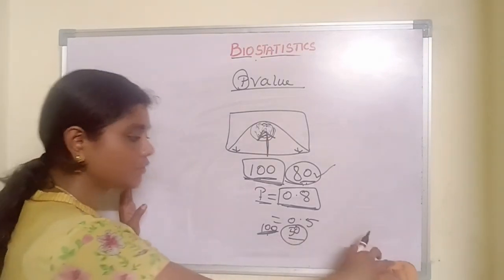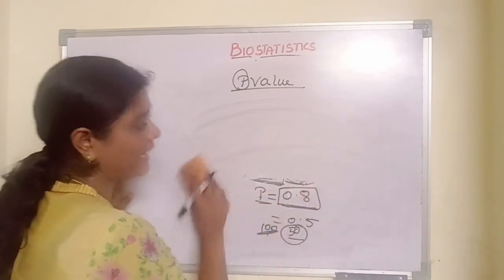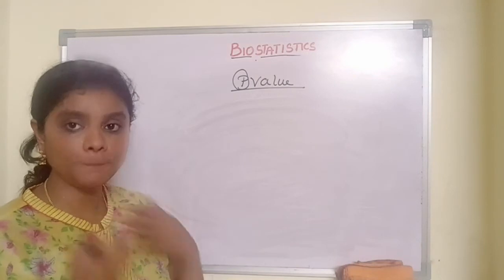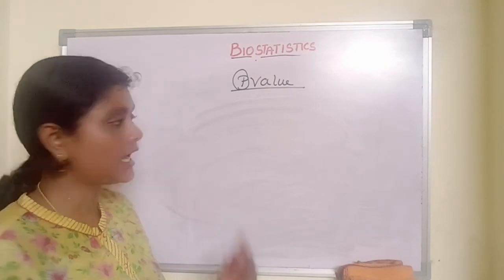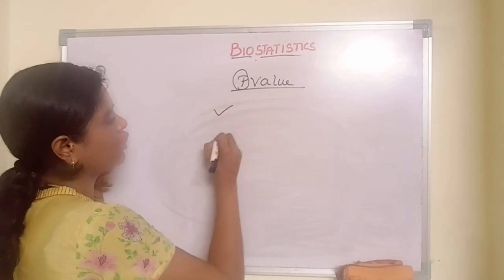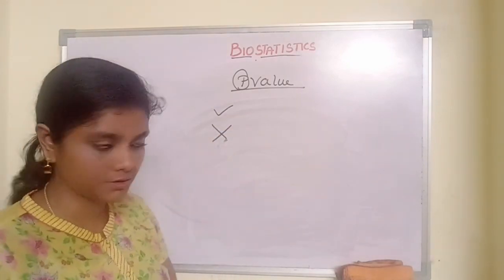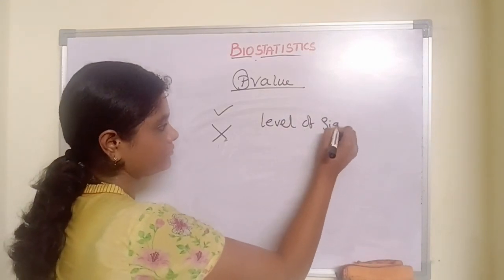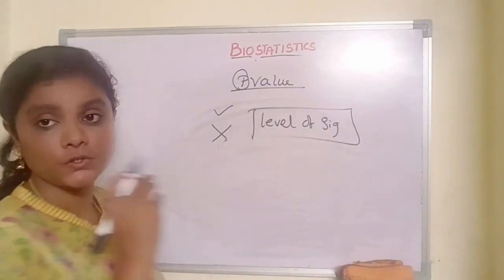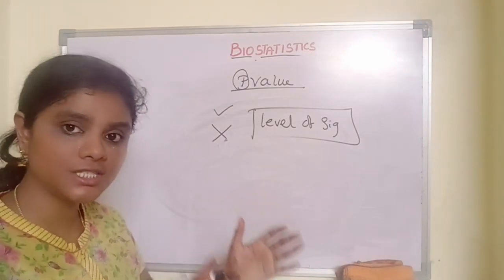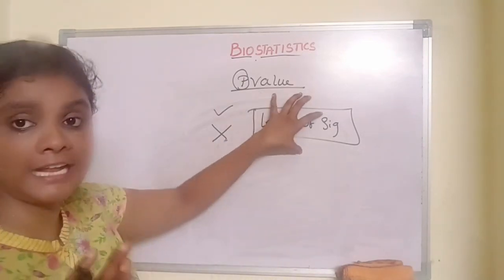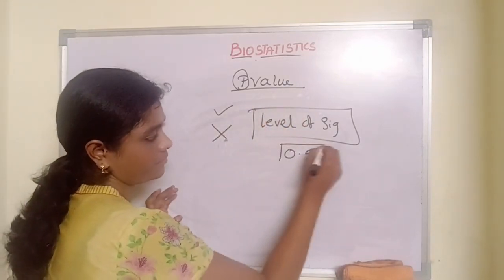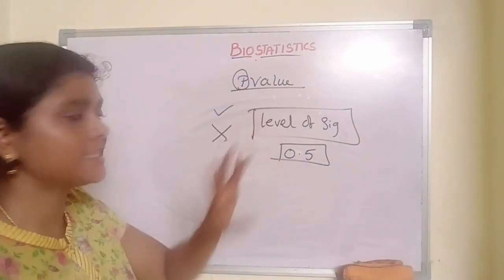Now, at what p-value do I have to consider the hypothesis as accepted, or reject the null hypothesis? That is determined by the level of significance. The researcher at the initial stages of the study will fix the level of significance. For example, the level of significance is 0.5. The level of significance is fixed.